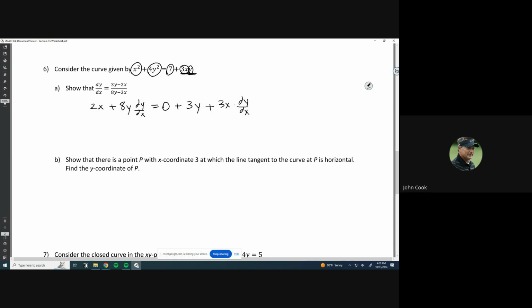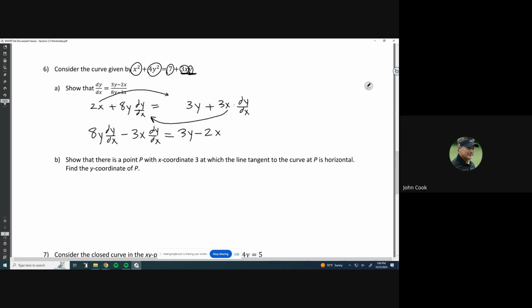Next step, I've got to move all the dy/dx stuff on one side and all the non-dy/dx stuff on the other side. So let's see here. I'm going to move this stuff over here on this side, and then I'm going to move the 2x over here. That way, I'll get all my dy/dx stuff on this side. So minus 3x times dy/dx. And then I'll get all the other stuff on the other side. So that'd be 3y minus 2x.